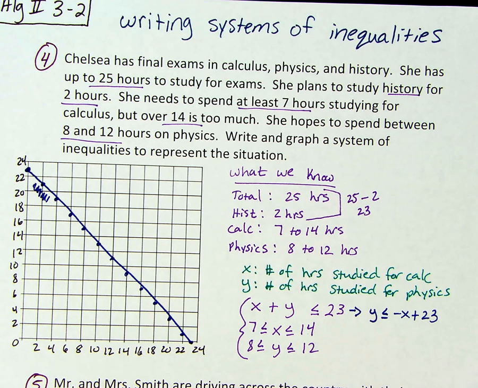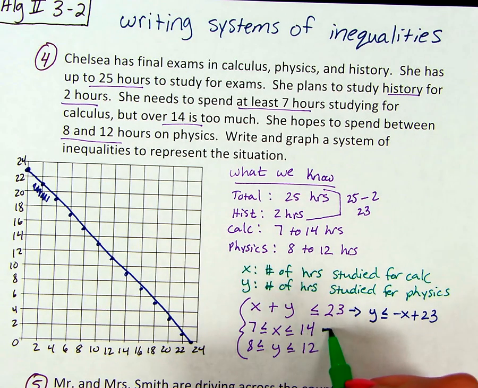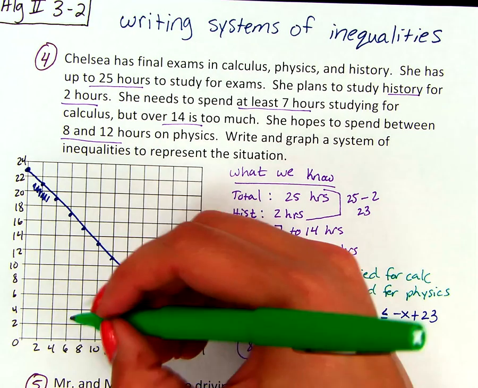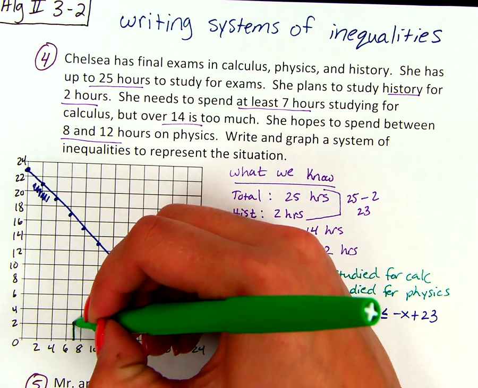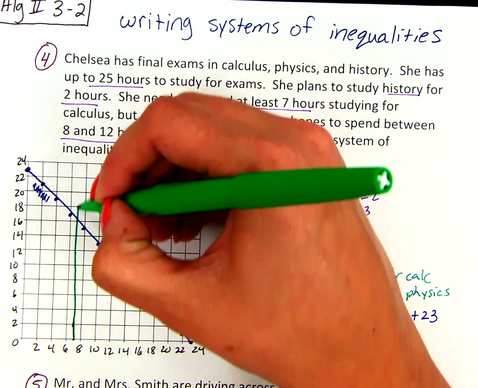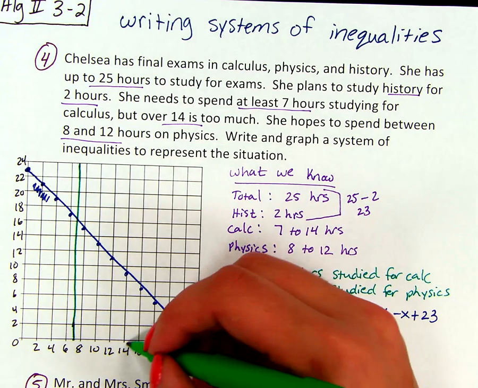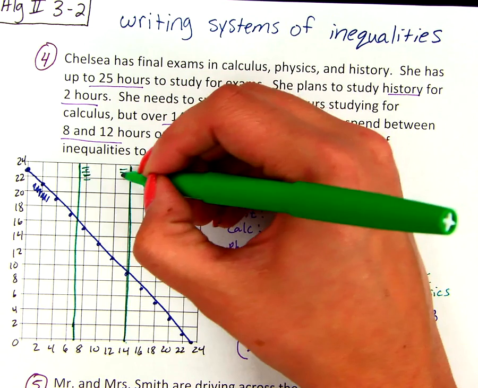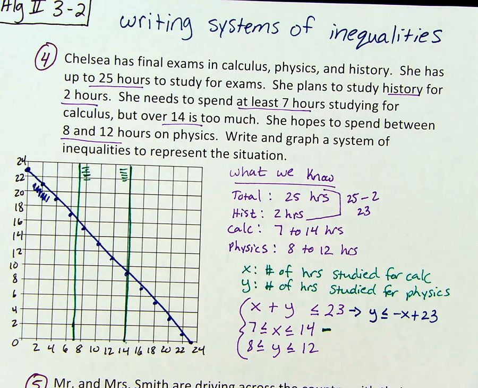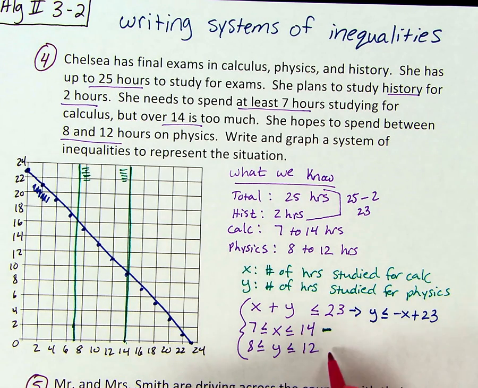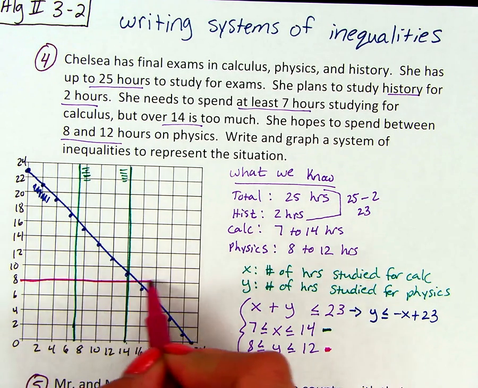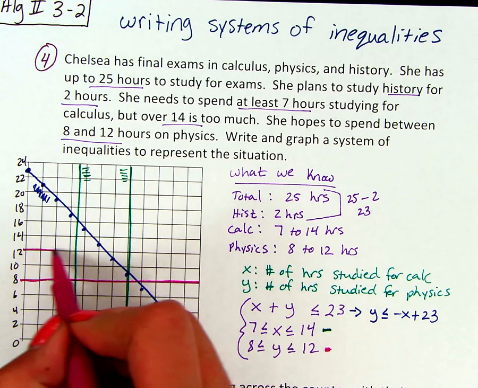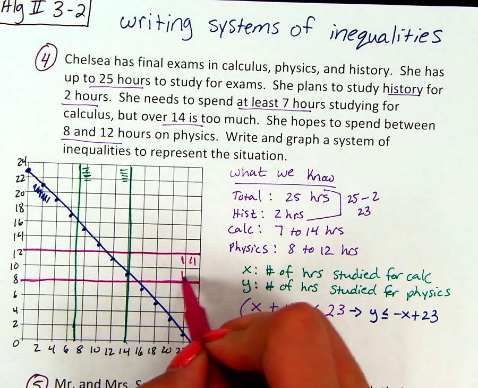So the next one, we're going to have some vertical lines. So I'm going to make these green. So a vertical line through 7, and then a vertical line through 14. And we are shading in between. So again, I'm just going to put a little shading to remind myself of that. And we'll make next one's pink. So these are going to be horizontal. So I'm going to find 8 on the y and make a horizontal line. And then 12. And again, so we have to be in between these two lines.